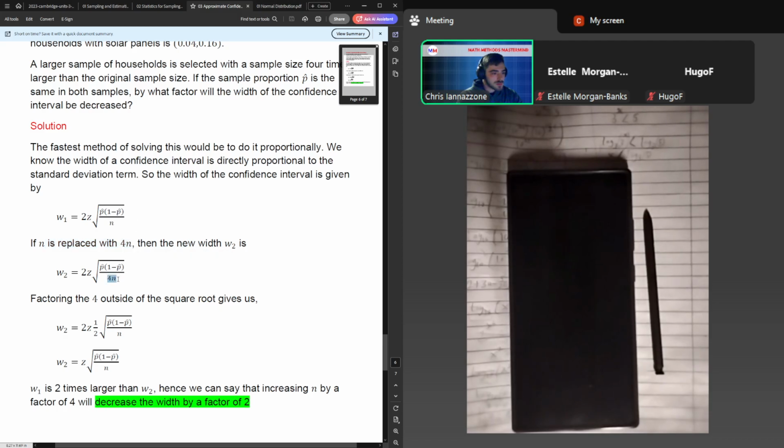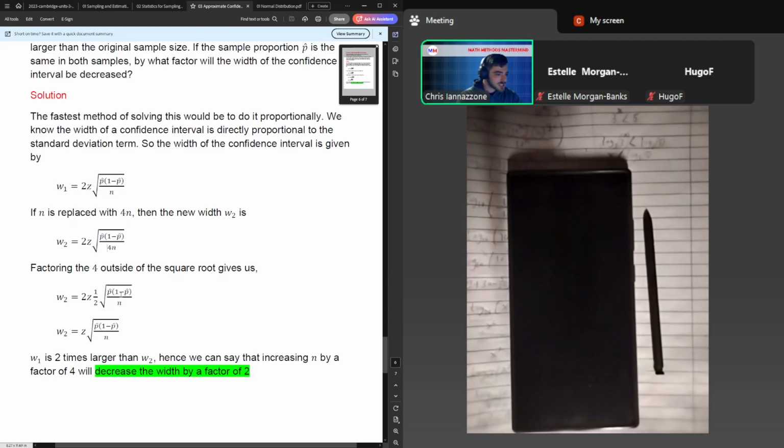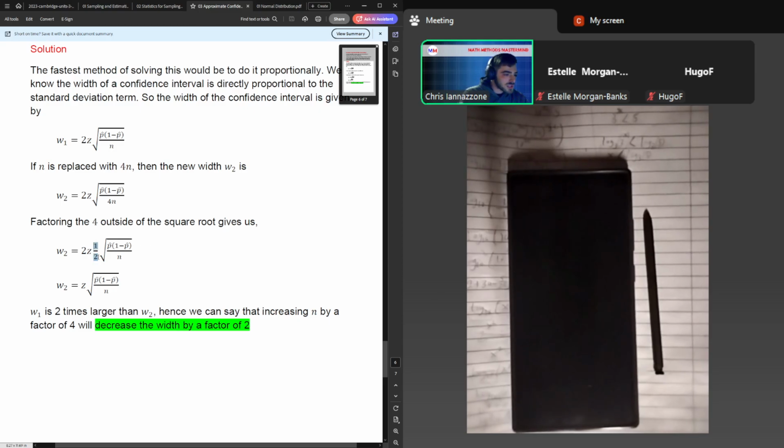If we are now increasing n by a factor of 4, we now have a separate width, right? Instead of having n there, we have 4n. Let's just call this width 2 instead. From there, you can do a bit of factorization, taking this 4 out the front. Remember, you've got to square root it on the way out, which is why it comes out as a half rather than a quarter. And then obviously that half will cancel down the 2. And so if you compare the 2 widths that we now have, one is clearly 2 times bigger than the other one is. And so if our original width is 2 times bigger than the new width, then the decrease factor is therefore 2. It's decreased by a factor of 2.